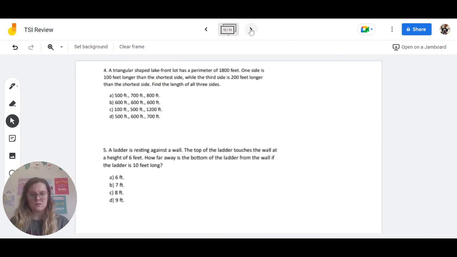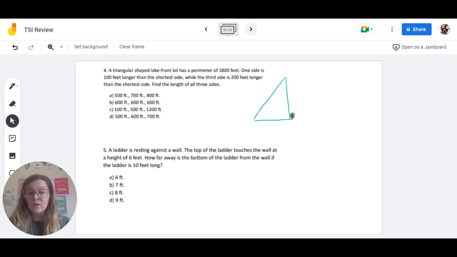Okay, next one here. We have a triangular shaped lakefront lot, and it has a perimeter of 1,800 feet. One side is 100 feet longer than the shortest side, while the third side is 200 feet longer than the shortest side. Find the length of all three sides. Oh my gosh. Okay, there's so much going on. So again, I am going to draw myself a picture. So here's a picture here.